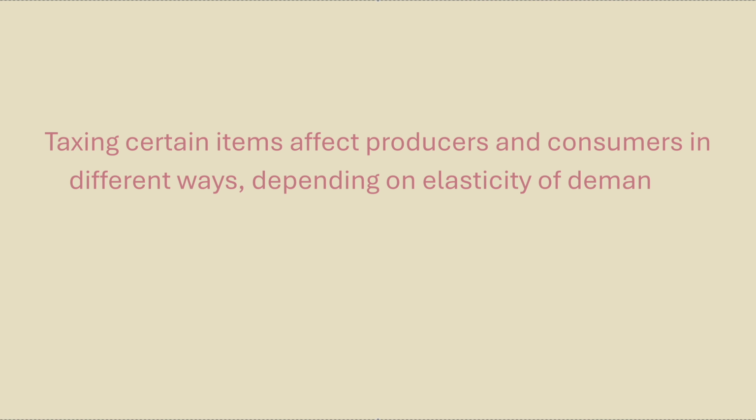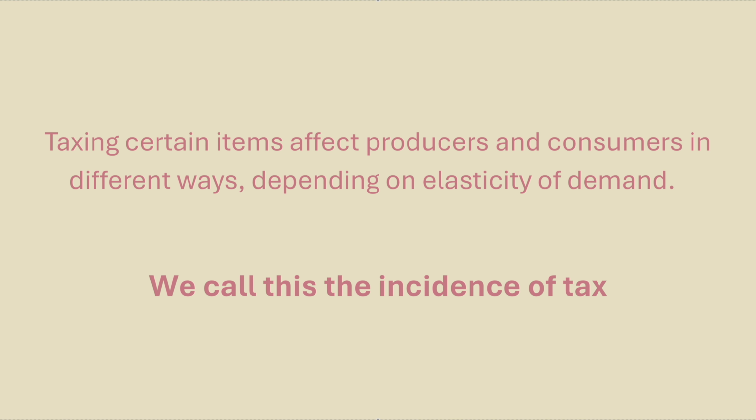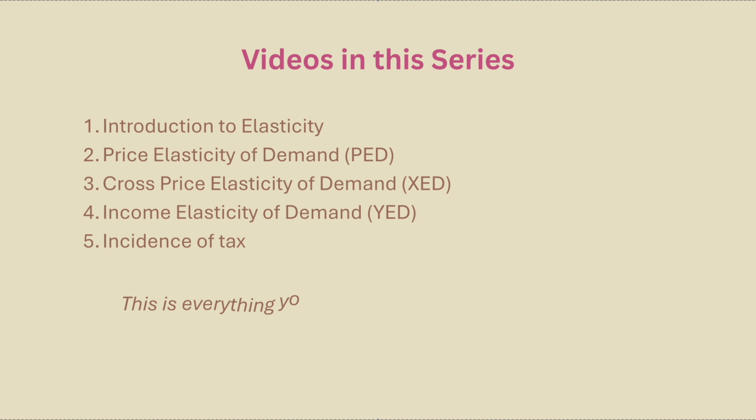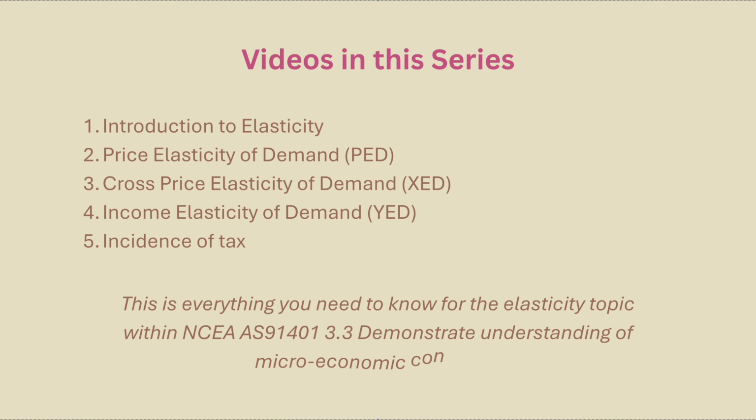Taxing certain items affects producers and consumers in different ways, depending on the elasticity of demand. Who bears the brunt of a tax is what we call the incidence of tax, and this is what we're going to cover in depth today. This is the last video in a 5-part series where we cover everything you need to know for the elasticity topic within NCEA 3.3, demonstrate understanding of microeconomic concepts.